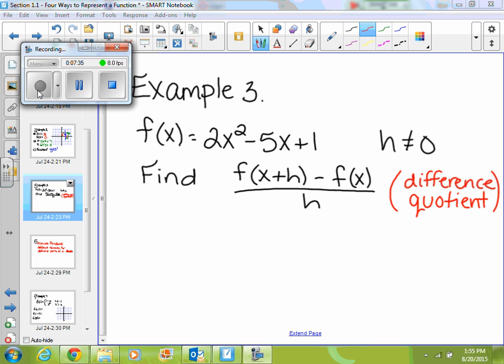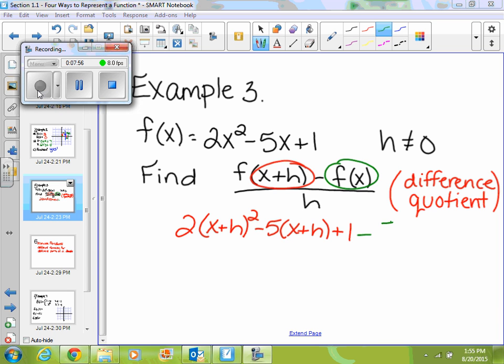Okay, so the first thing I'm going to do is plug x plus h into my function everywhere that I see x. So I have 2 times (x plus h) squared minus 5 times (x plus h) plus 1. Then it tells me to subtract f of x, so I'm just going to subtract my whole function, minus (2x squared minus 5x plus 1). I'm going to put that in parentheses so I make sure I subtract each piece. And then that whole thing is divided by h.